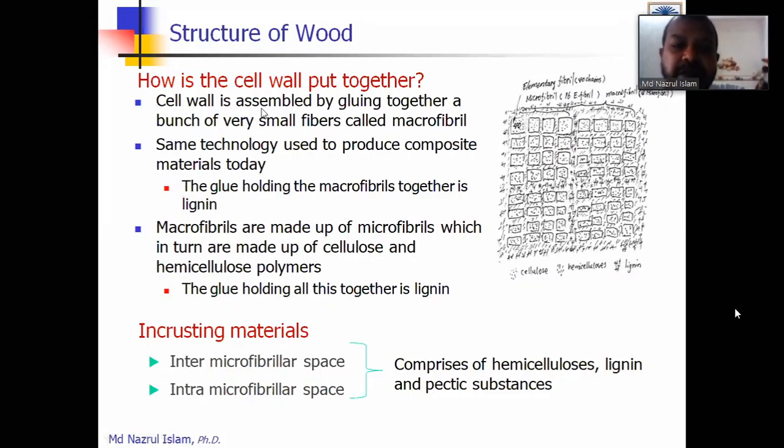So the cell wall is assembled by gluing together, and that glue comes from the lignin. So lignin is the cementing material in the case of wood, and some technology is used nowadays to produce composite materials. You have at least heard that there is particle board, and some other boards that we can produce quite simply. In high temperature and pressure, you add some glue so that it turns into a woody material. We say particle board, composite material, veneer board, whatever the case is. So we are saying composite material.